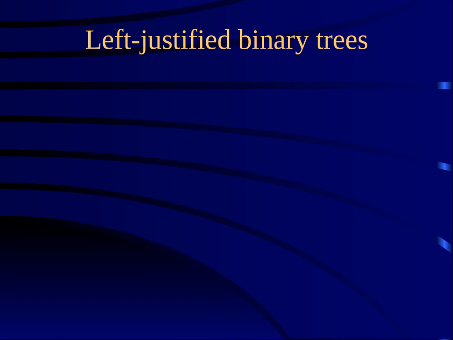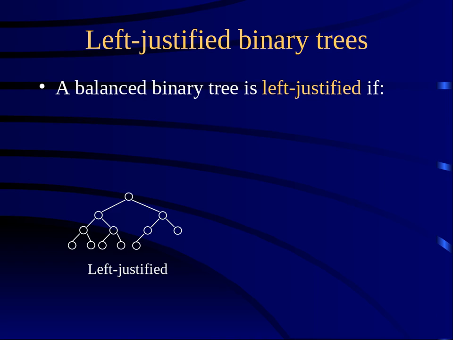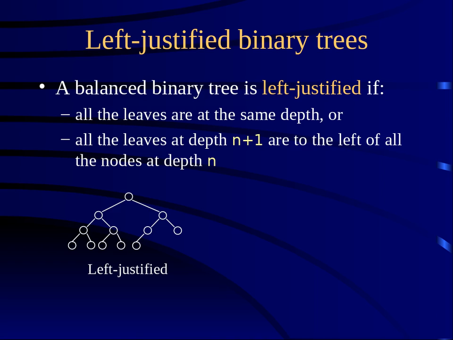All right, left justified. So that was balanced. The other term of a heap is that it needs to be left justified. So the first term is it has to be balanced, like we talked about, and then we also have to make it left justified. So this is left justified. Okay, we're not going to say what it is. All leaves are at the same depth, and all the leaves at depth n+1 are to the left of all the nodes at depth n.